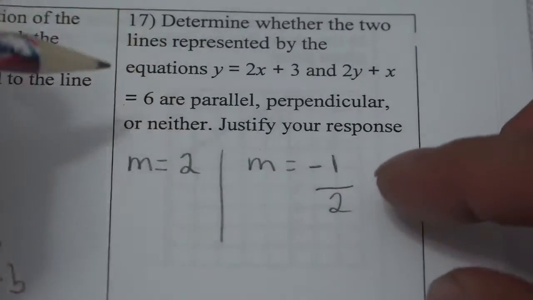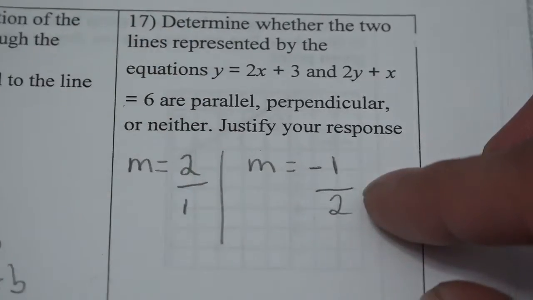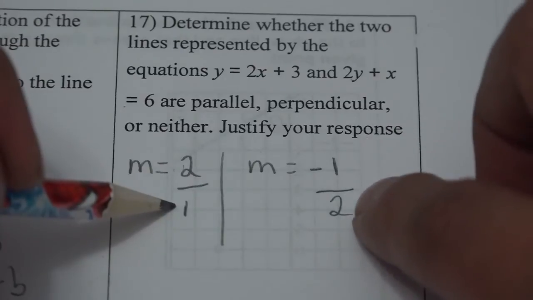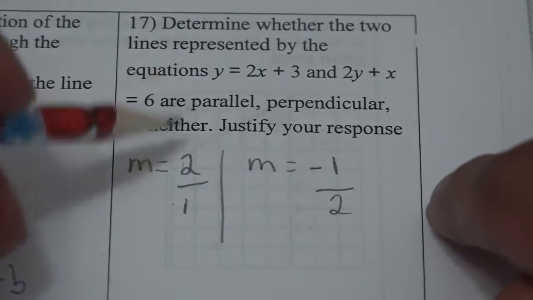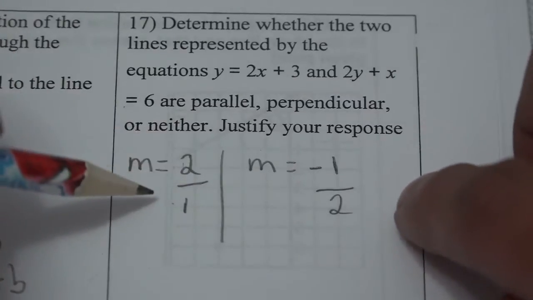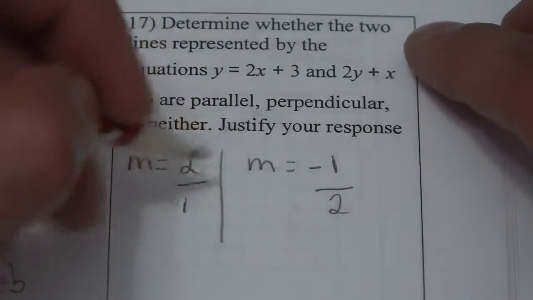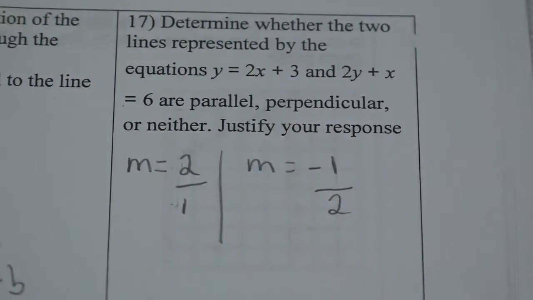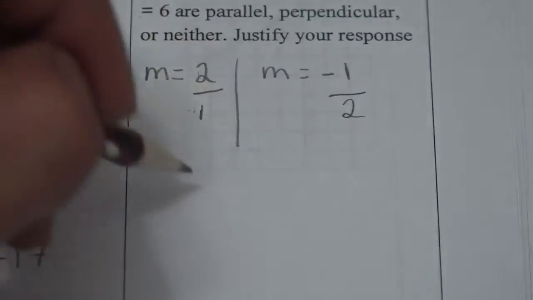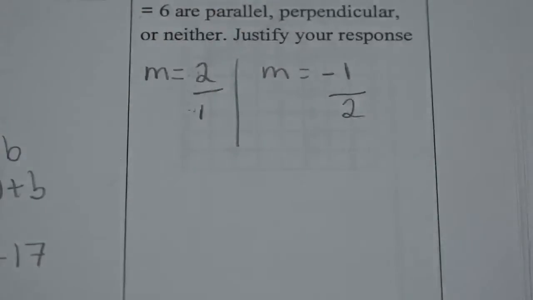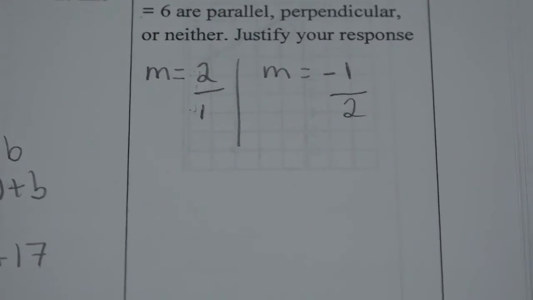To compare the slopes, since I have a fraction here, let's make this also a fraction. So 2/1 and -1/2. Wait, they're perpendicular. Why? Because perpendicular slopes are opposite reciprocals, meaning you flip the fraction and change the sign. So the lines are perpendicular, and you write that down: the lines are perpendicular because they have slopes that are opposite reciprocals. If you didn't get it, then rewind it and you'll get it again.